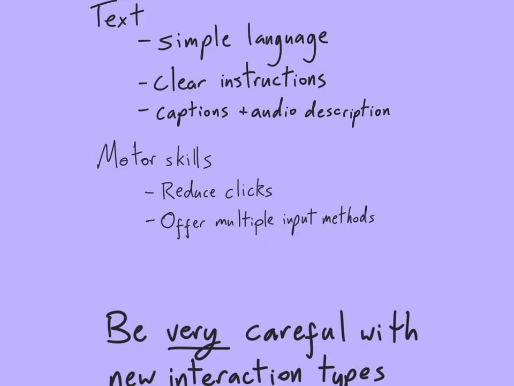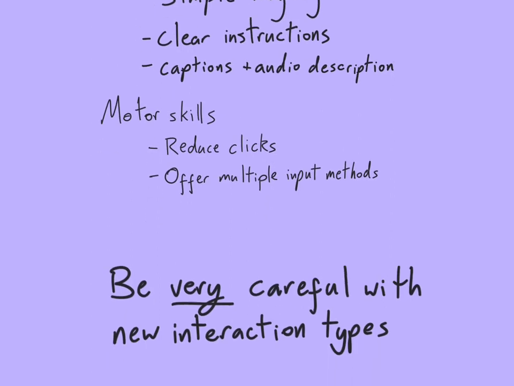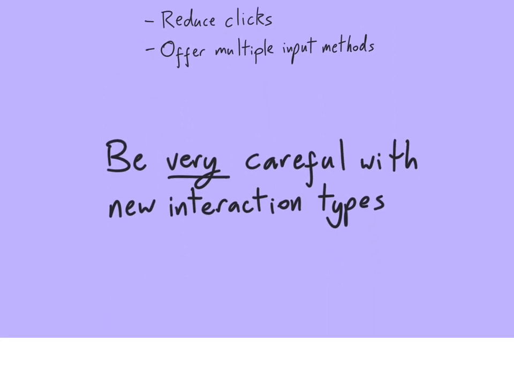Think about what you're requiring in terms of motor skills from the student. For some people, just using a mouse is a massive effort, so just clicking on things repeatedly is going to take much longer than other students. And try to offer multiple input methods for any interaction. For example, for a drag and drop activity, allow a mouse, of course, but make sure a student can also use a keyboard to rearrange the items.